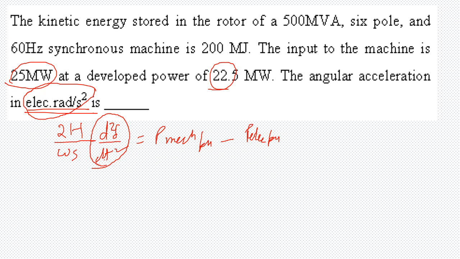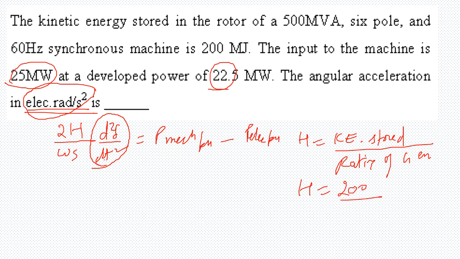Let us first find H. H is given as the kinetic energy stored in the rotor divided by the rating of the generator. So H is equal to the kinetic energy stored, 200 megajoules, over 500 mega volt amperes, which is the rating. Here my H is going to be 0.4, and the unit is seconds.